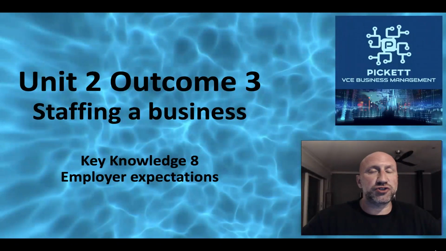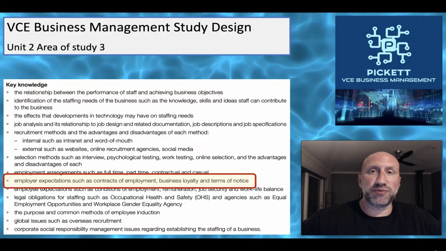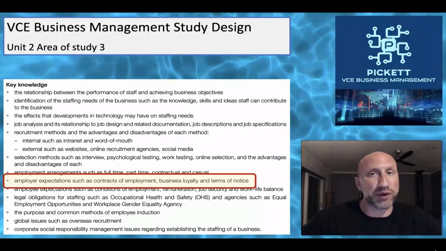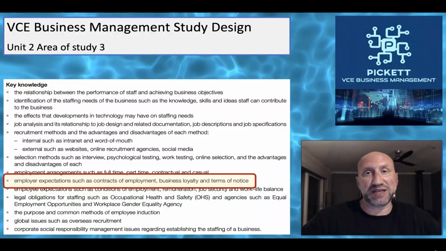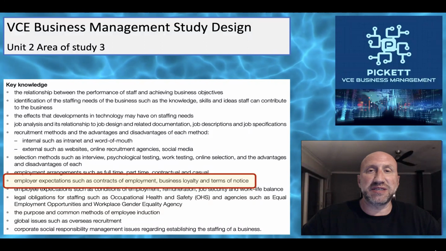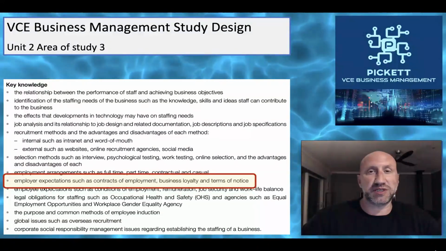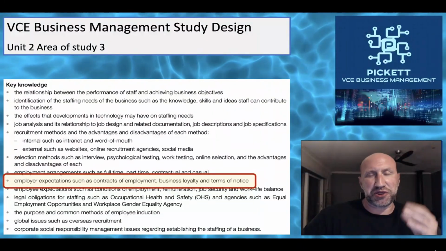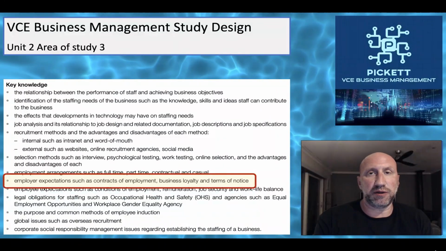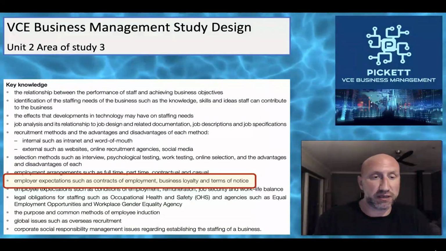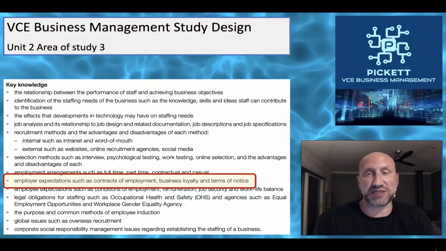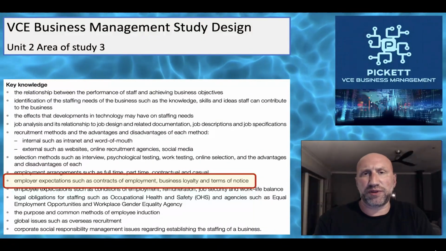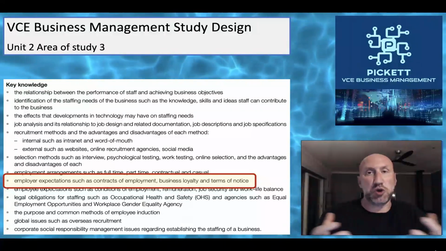All right, guys, moving on to key knowledge 8 of this final outcome in Unit 2. This one, employer expectations. So the snapshot from the study design, as you see there, employer expectations such as contracts of employment, business loyalty, and terms of notice. So you'll see there that there are 3 things mentioned in terms of what the study design is saying could be included in employer expectations. There are actually a lot more than that. And there's not a predetermined list.